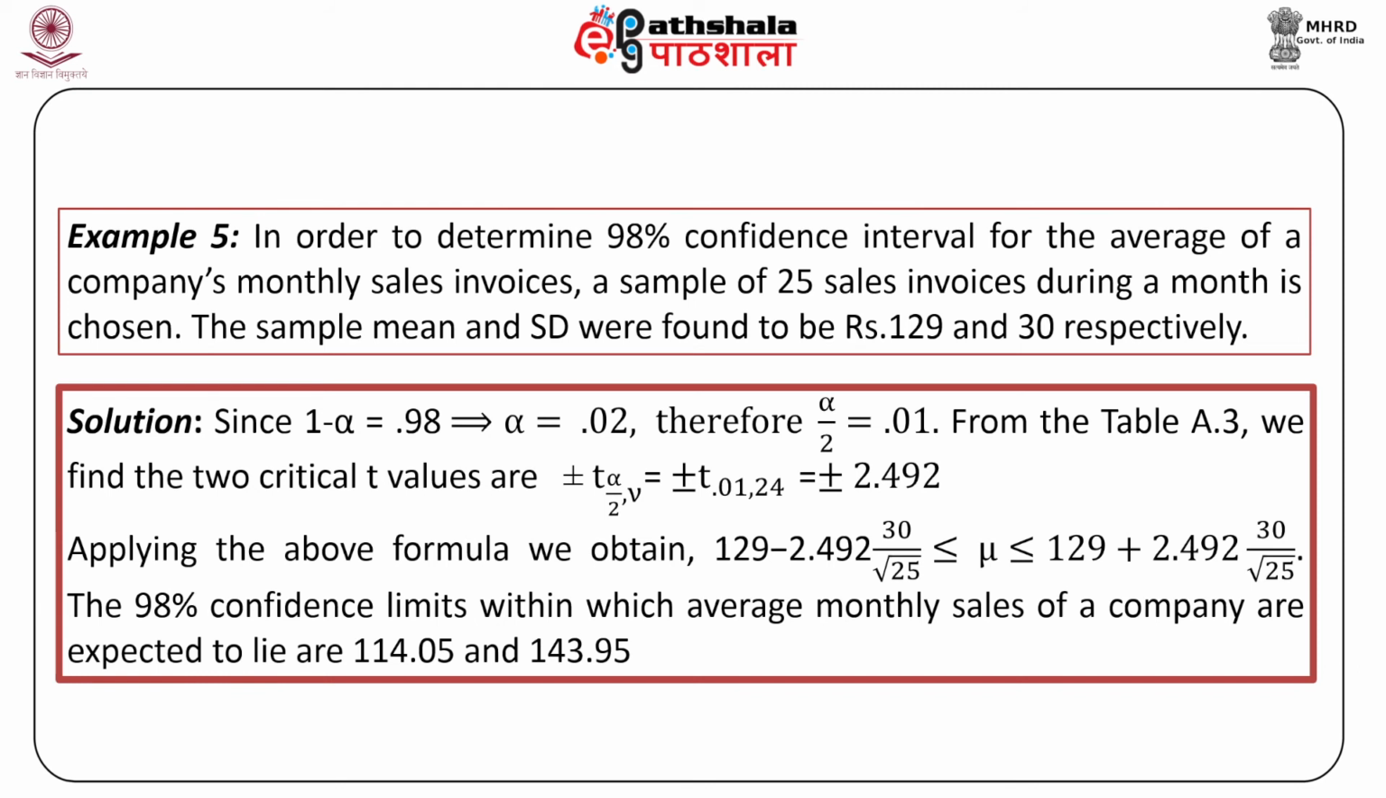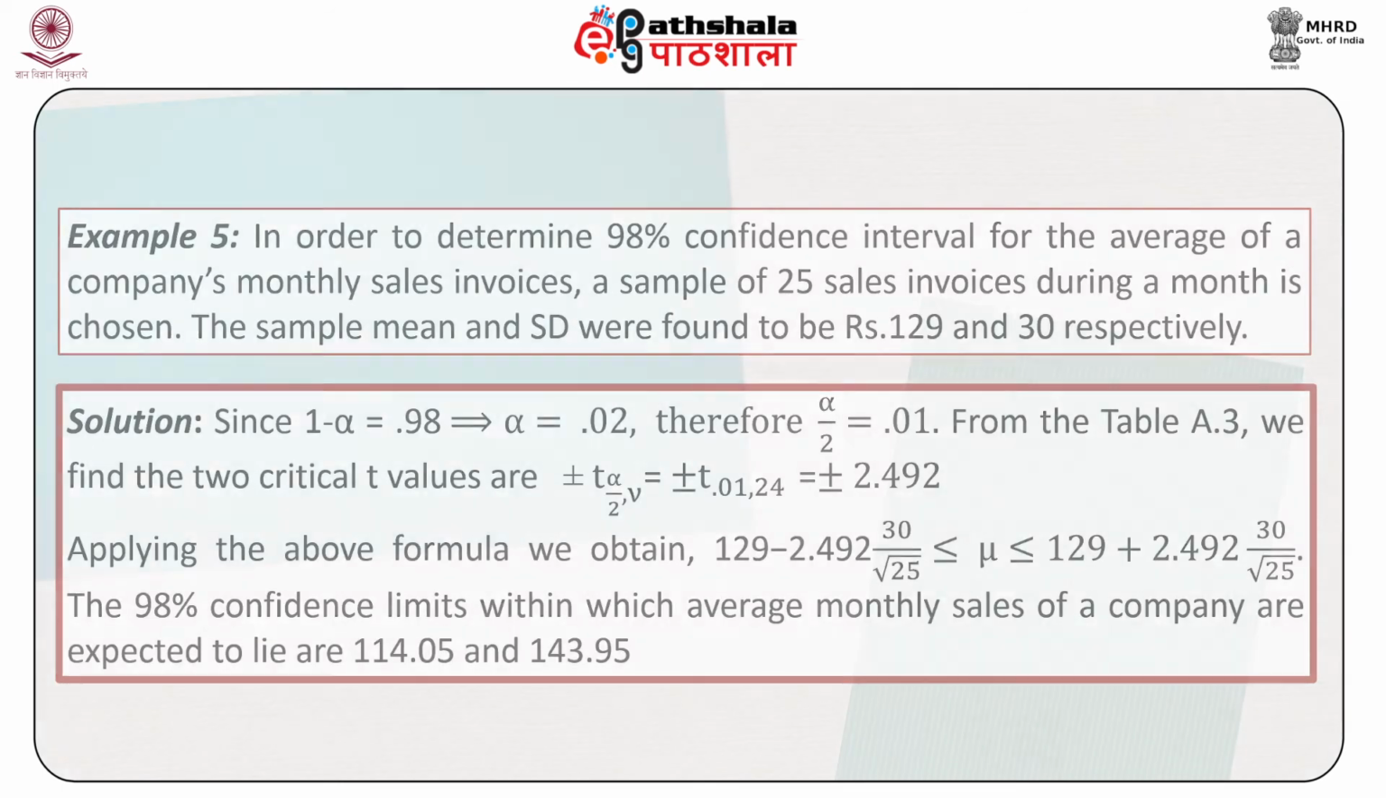Applying this formula, we obtain 129 minus 2.492 into 30 by root 25 as the lower limit, and the upper limit for this mu therefore becomes equal to 129 plus 2.492 into 30 by root 25. Therefore, the 98% confidence limits within which the average monthly sales of a company are expected to lie come out to be equal to 114.05 and 143.95 on simplification of the values which we have discussed.